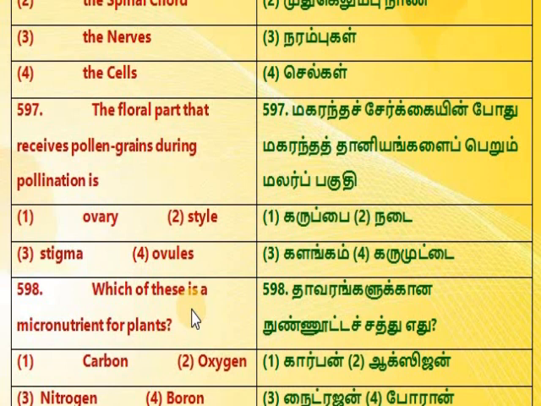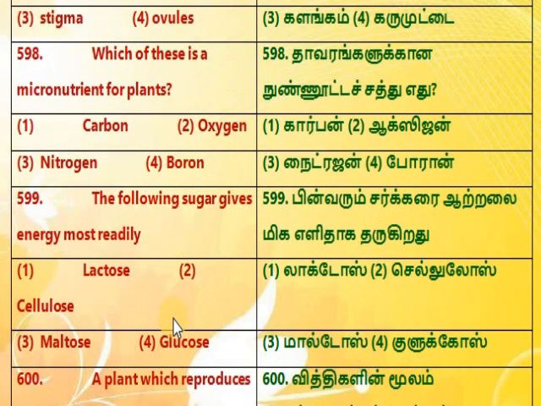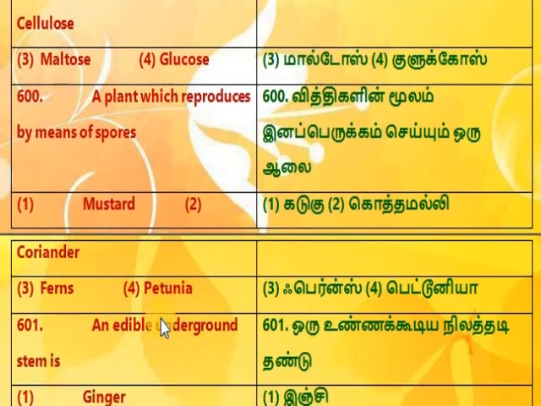597. The floral part that receives pollen grains during pollination is: 1. Ovary, 2. Style, 3. Stigma, 4. Ovules. 598. Which of these is a micronutrient for plants? 1. Carbon, 2. Oxygen, 3. Nitrogen, 4. Boron. 599. The following sugar gives energy most readily: 1. Lactose, 2. Cellulose, 3. Maltose, 4. Glucose. 600. A plant which reproduces by means of spores: 1. Mustard, 2. Coriander, 3. Ferns, 4. Petunia.